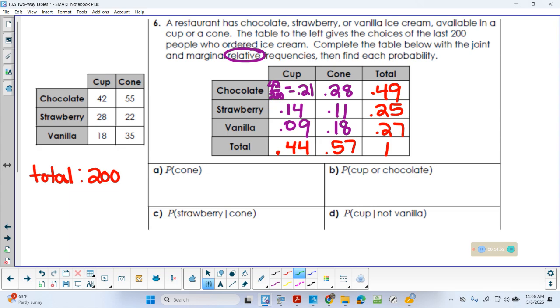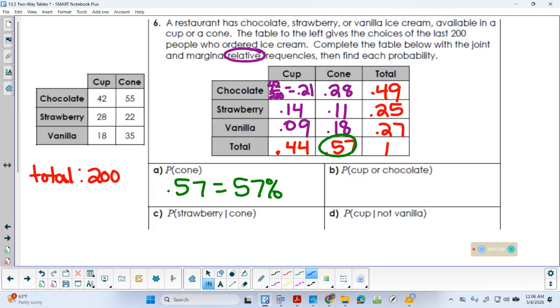What's the probability that you get a cone? So take a look at your cone. What's the total in the cone? 0.57. Or 57%. I know some of you like the percent. So I'll write it right here.